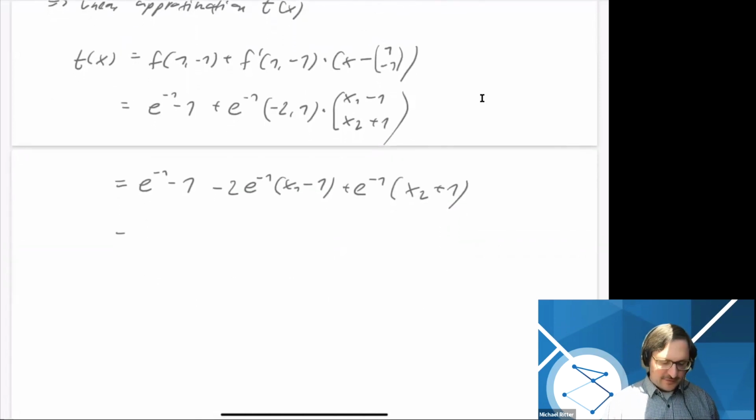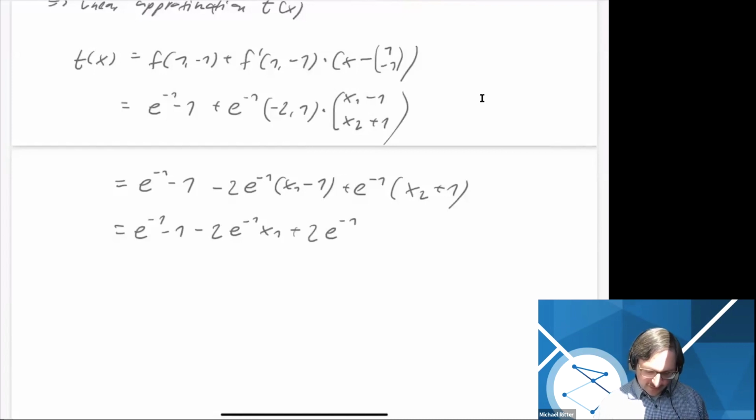Okay, so to get this in the desired form, of course, we need to do a little more simplification. So that's e to the minus 1 minus 1 minus 2 e to the minus 1 x1 plus 2 e to the minus 1 plus e to the minus 1 x2 plus e to the minus 1.